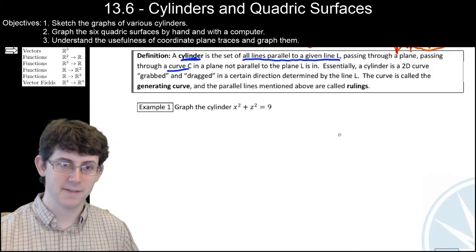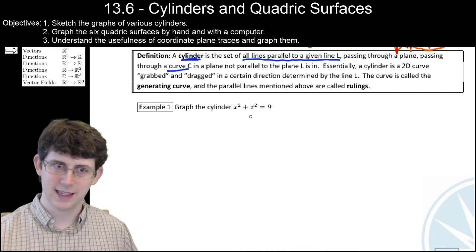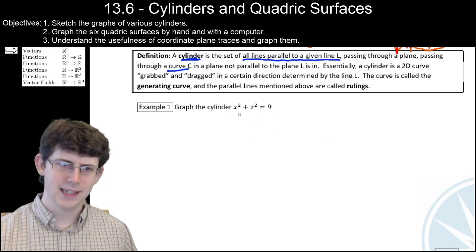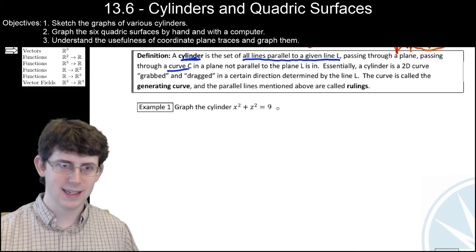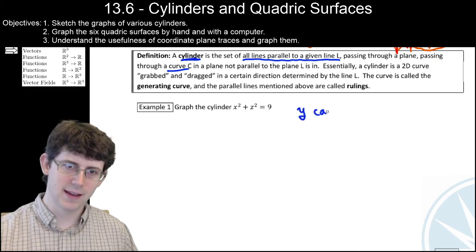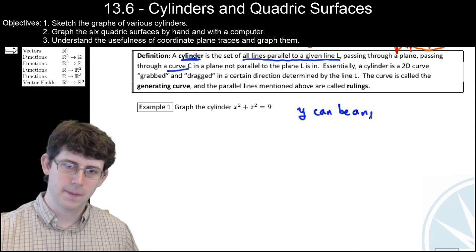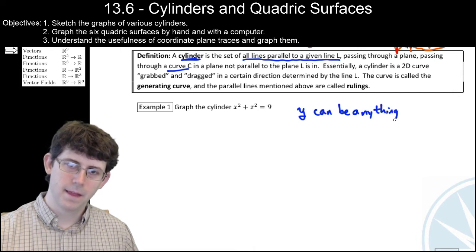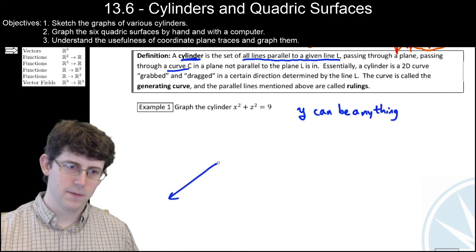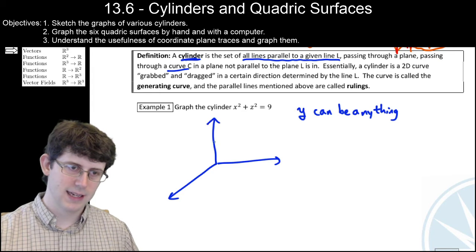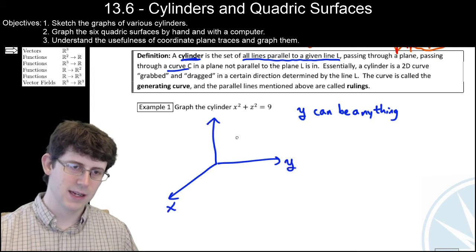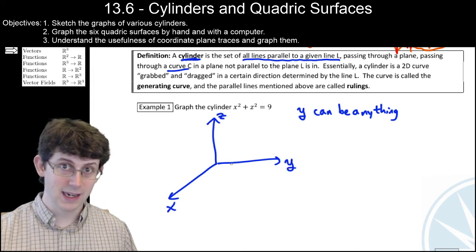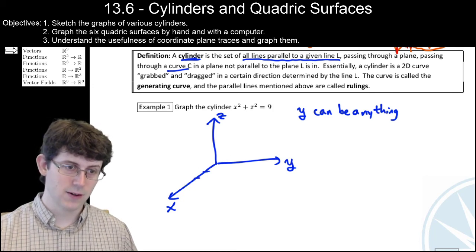Okay, let's try to graph a cylinder that's not like the usual cylinder. This one has X and Z mentioned, but Y is not mentioned, so Y can be anything. So get your coordinate axes going, X, Y, Z. Y can be anything. Let's start with Y equals 0. And when Y equals 0, we get this circle of radius 3.